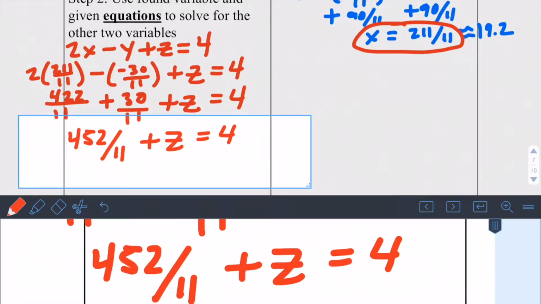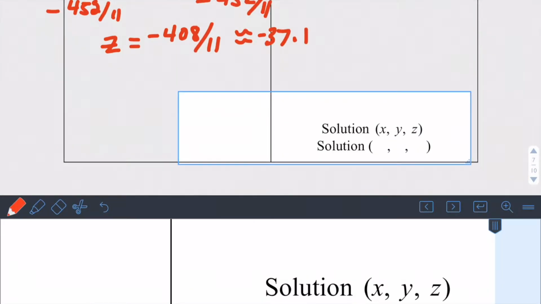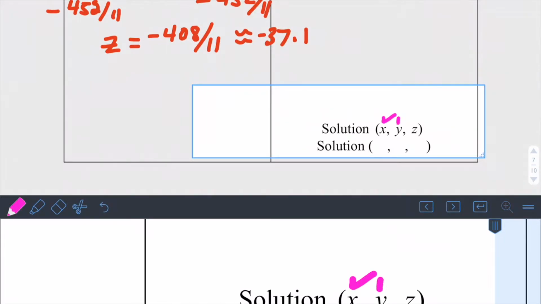And now we have to subtract this from both sides. Minus 452 over 11, minus 452 over 11. So we have z is equal to negative 408 over 11. So now we have our three values, even though they're a little goofy. We're going to put this in x, y, z form.